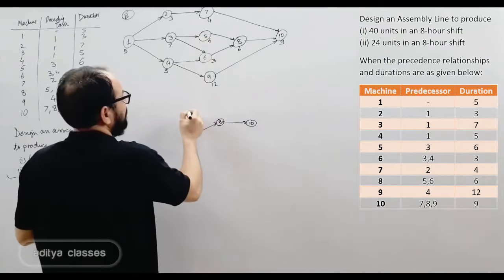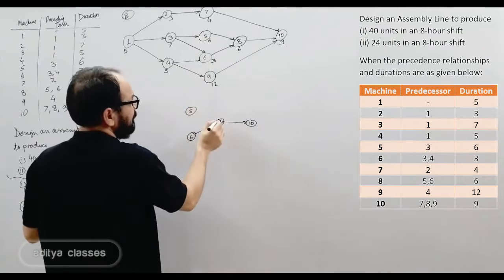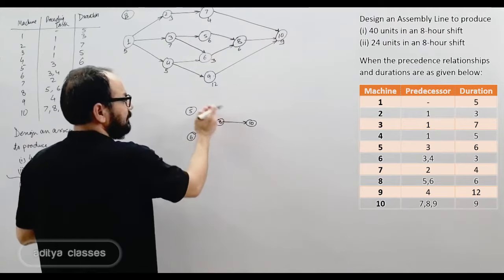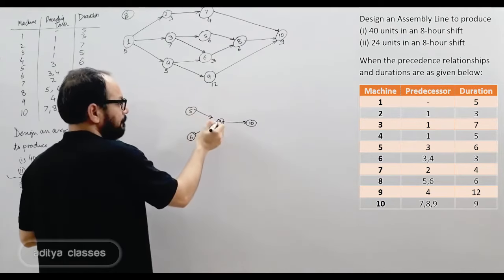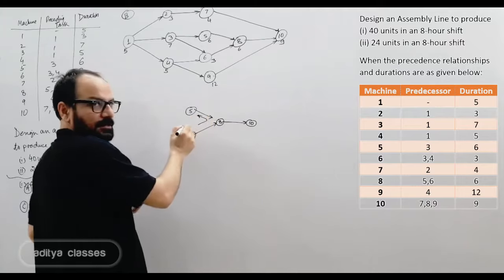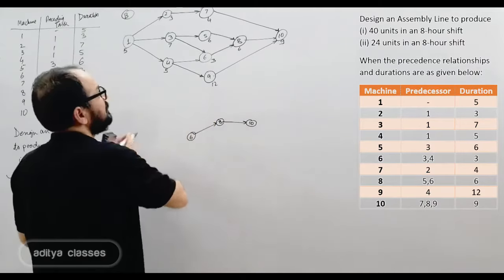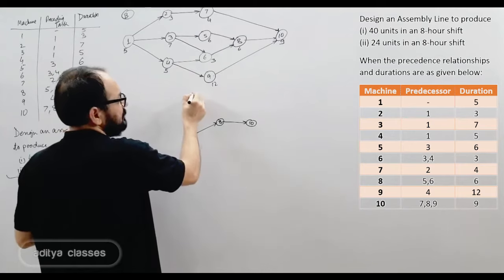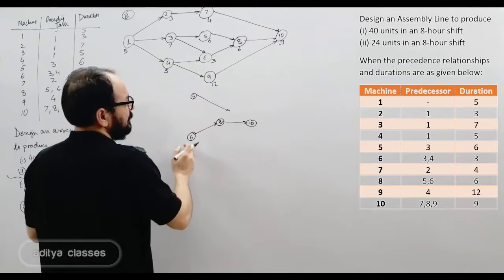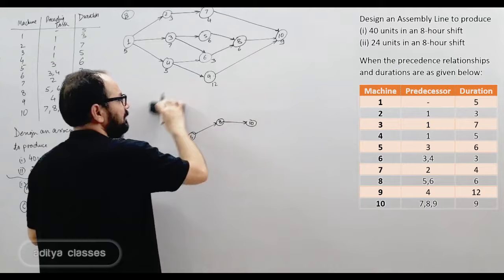Then if we talk of 5, yes, 5 and 8 are connected, but then that again becomes a backward path. So again 6 and 5 we can say they are not related. Similarly, if you talk of 7, 7 and 10 may be related, but 6 and 7 are definitely not related.